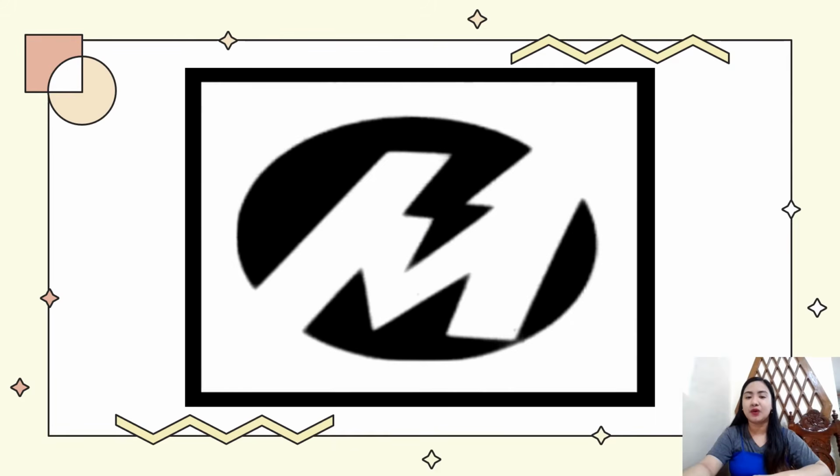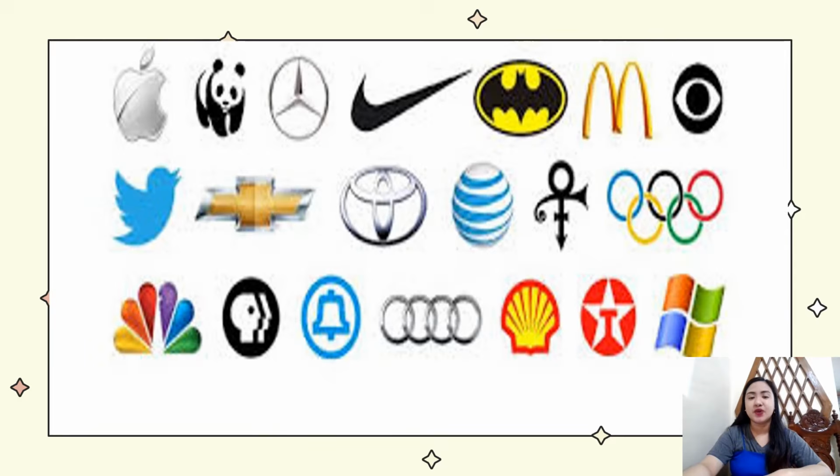So look at the logo on the screen. Without even saying or writing the name of it, you are aware of the meaning of the picture, and that is the Meralco company that offers electric services. So here are other examples of logos. Without saying a word or writing the company name, you can easily identify the name of the business or company that the symbol is representing.